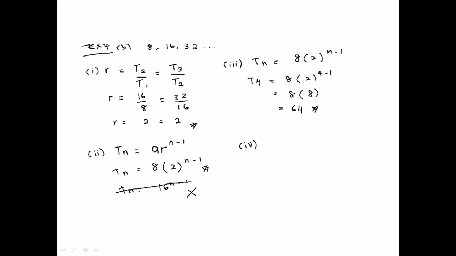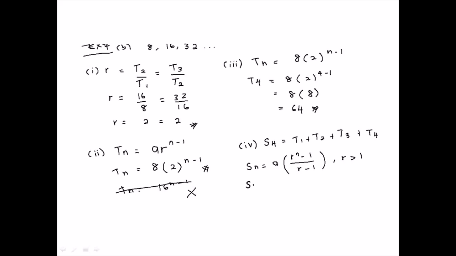And then lastly, number 4. This time we want to find the sum of the first four terms. So S4. S4 means T1 plus T2 plus T3 plus T4, the addition of all these terms, the first 4 terms. But instead of doing it like this, we will use the formula. Our R equal to 2, R is more than 1. So the formula that we will use is Sn equal A, R power n minus 1 over R minus 1. So this is for when R is more than 1.